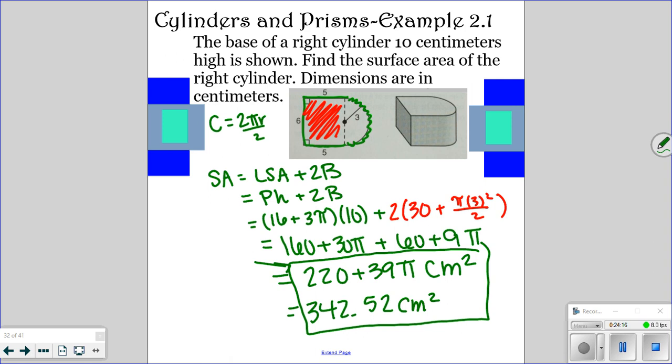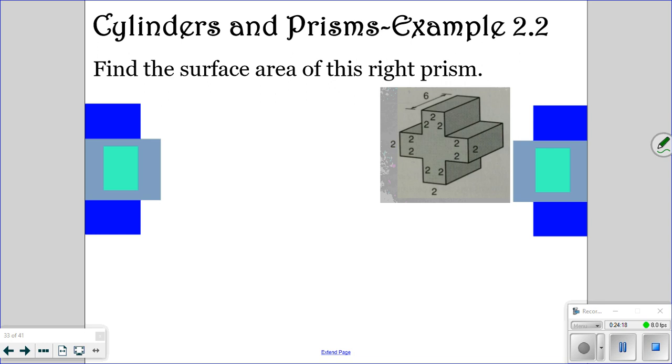Okay, so now we're going to look at another one. We want to find the surface area of this right prism. So I'm going to start by finding the area of this front face here. There are 2 of them, so I'm going to be multiplying it by 2 whenever I finally get it. I'm going to break it up into some squares, and they're all 2 by 2s. So the area here would be 4, 4, 4, 4, and 4. So that's 20 for the front and then 20 for the back. So that would be 40 for the front and the back.